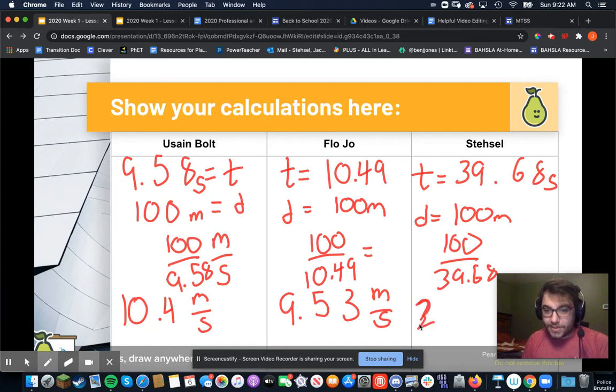Oops, that's supposed to be a 2. 2.52. Oh, no, I'm not looking. 2.52 meters per second, which is smaller than Usain Bolt's and FloJo's. Unfortunately, I didn't stretch properly before I did this. So, as you all know, you do run faster when you stretch. I should have done that.